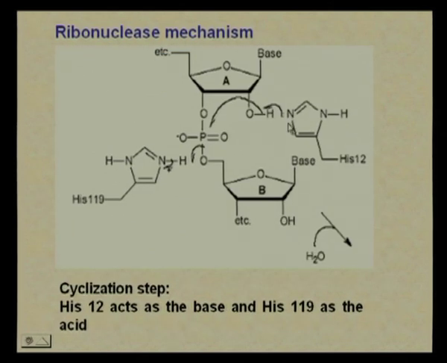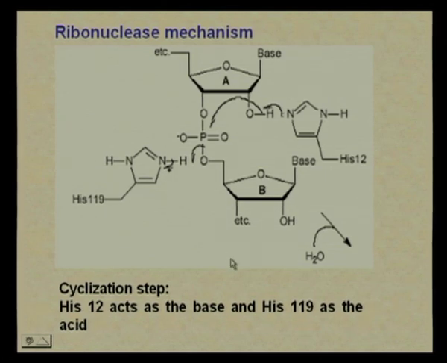In the previous step, this histidine 12 acted as the base. It abstracted the H from the 2' OH. Now, after it abstracts the H, a cyclic phosphate is formed, and this cyclic phosphate results in the cleavage of the phosphodiester bond here, releasing the rest of the RNA molecule.